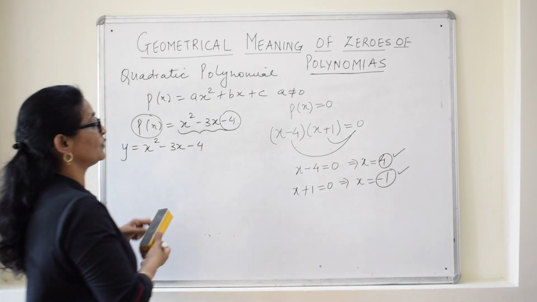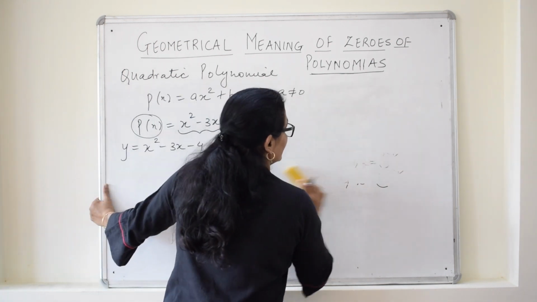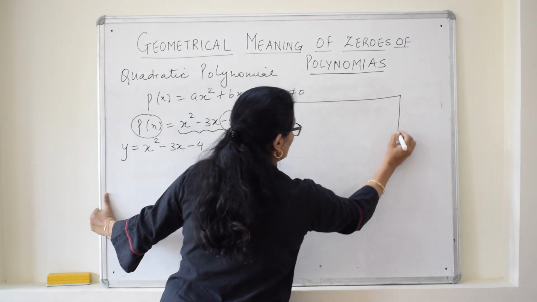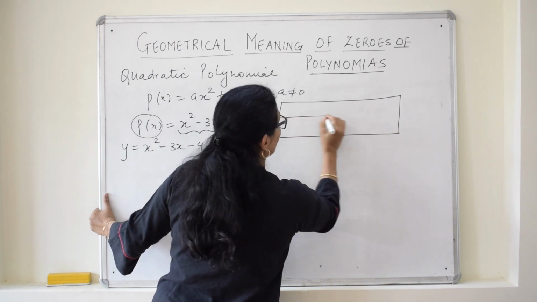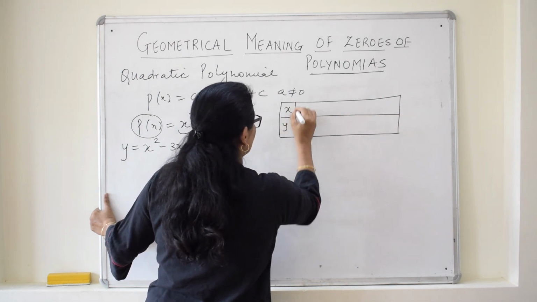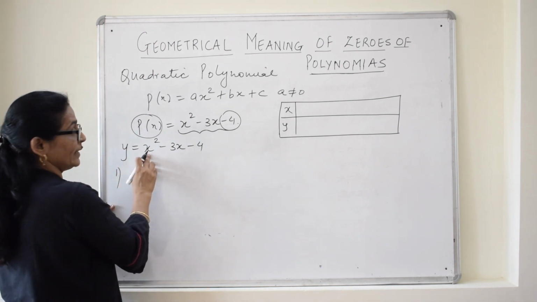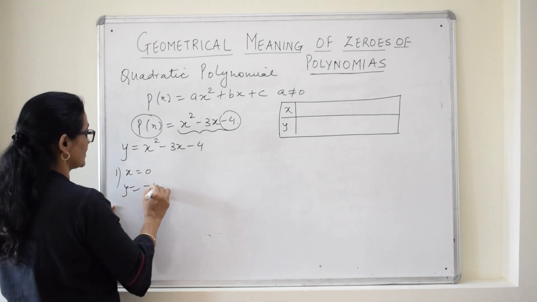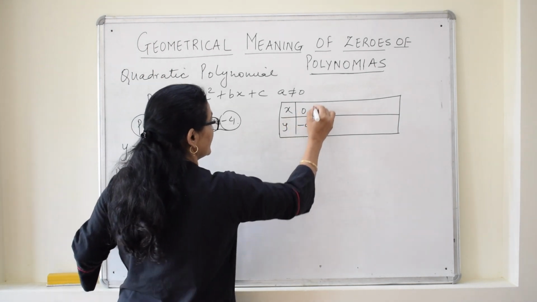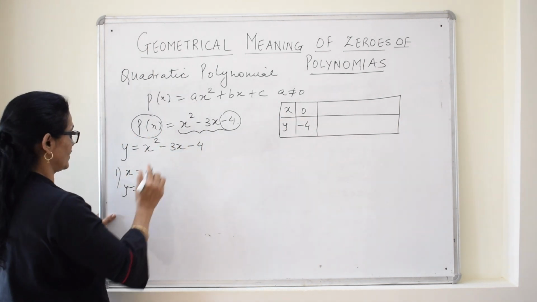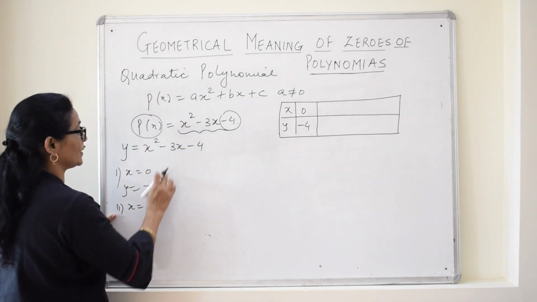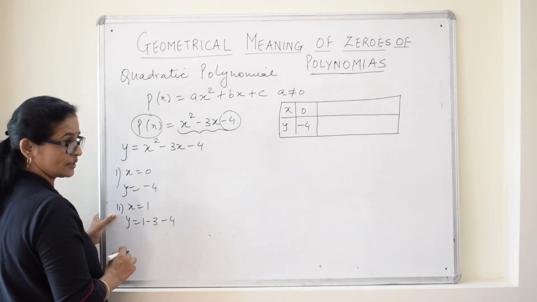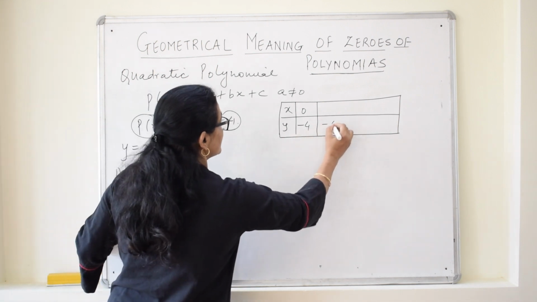So we will find out a few solutions, and after finding the solutions, we will represent those solutions as points in the graph, and that will be the representation. So now let's see. First, if x is equal to 0, then y will be 0 minus 4, that is minus 4. So the first value we are getting is 0, minus 4. Second, if we take x is equal to 1, then y is equal to 1 minus 3 minus 4. So that is minus 6.